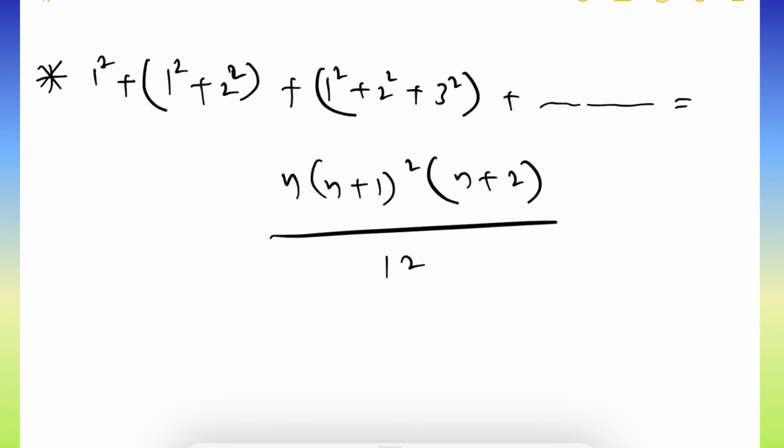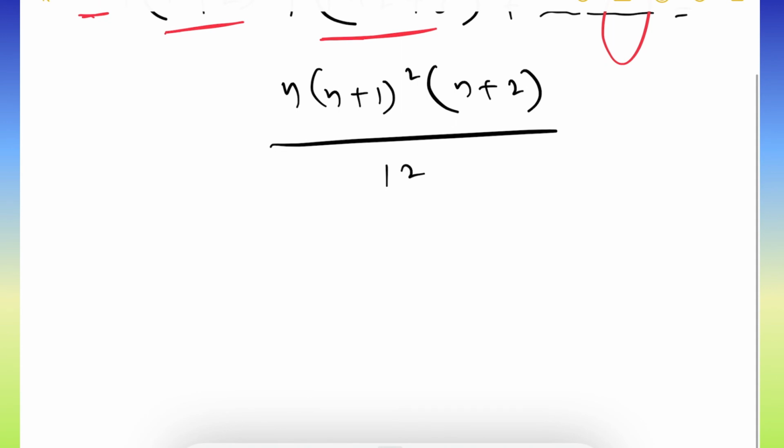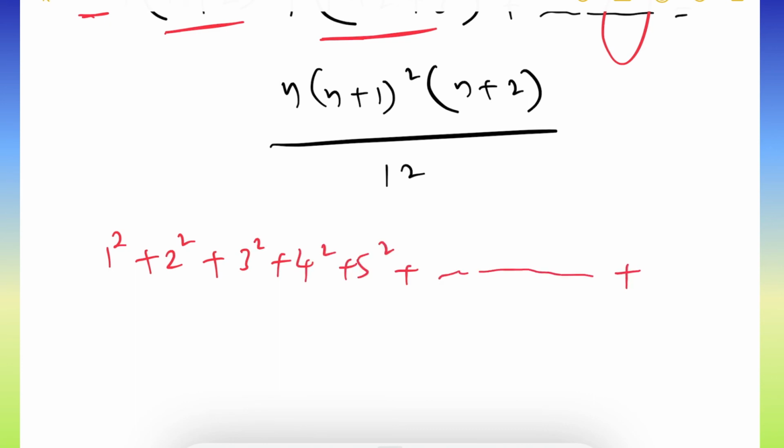The question is: show that 1 square plus (1 square plus 2 square) plus and so on equals n into (n plus 1) whole square into (n plus 2) whole divided by 12. So in this question they didn't give the nth term, so our first duty is to find the nth term. Let us check: 1 square plus 2 square, then 1 square plus 2 square plus 3 square. The next will be 1 square plus 2 square plus 3 square plus 4 square and so on. Then what will be the last term or nth term? The nth term will be 1 square plus 2 square plus 3 square plus 4 square plus 5 square and so on till plus n square. This will become our nth term or general term.